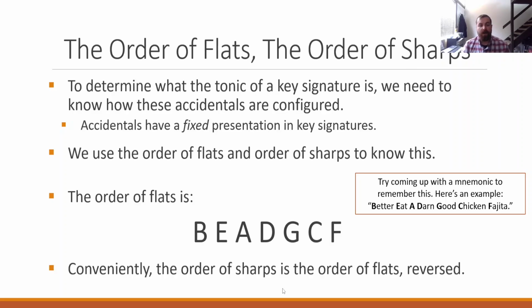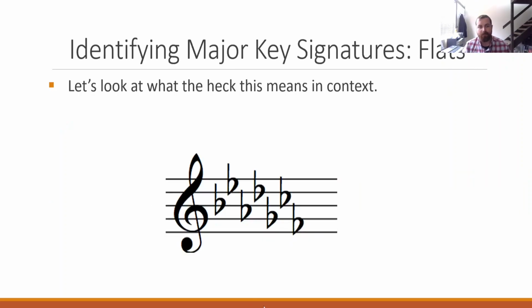concerned. Now, conveniently for us, if you memorize the order of flats, you know the order of sharps, because the order of sharps is the order of flats backwards. So if you know B, E, A, D, G, C, F is flats, sharps is F, C, G, D, A, E, and B, working your way backwards. So let's start off by learning the process for identifying major key signatures first, and then we'll go ahead and take a step back and then do sharp key signatures.